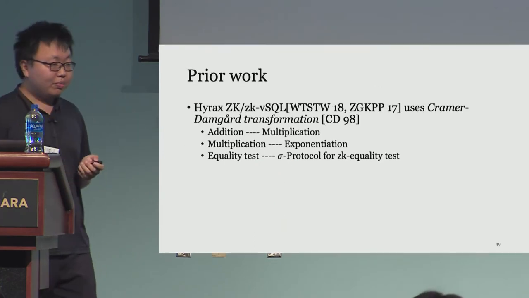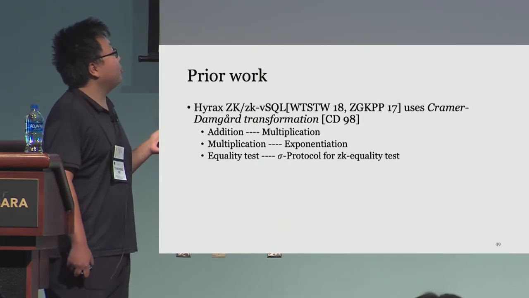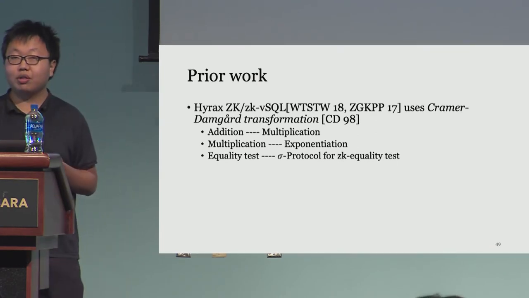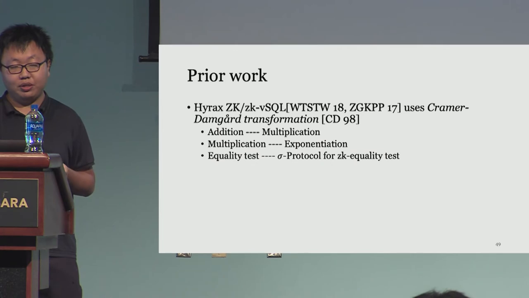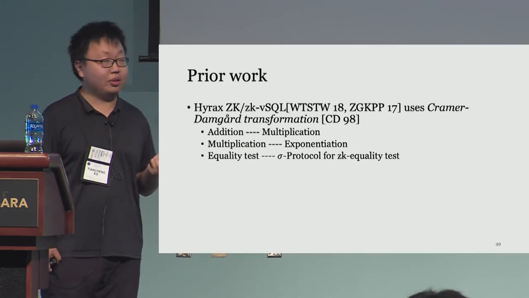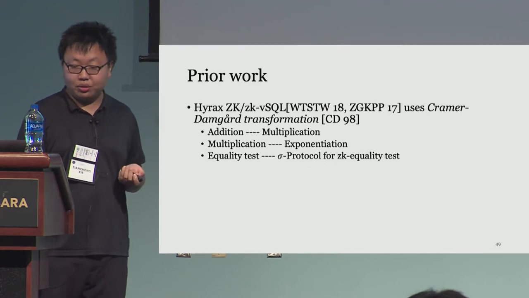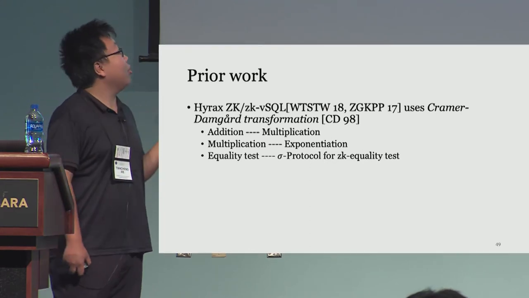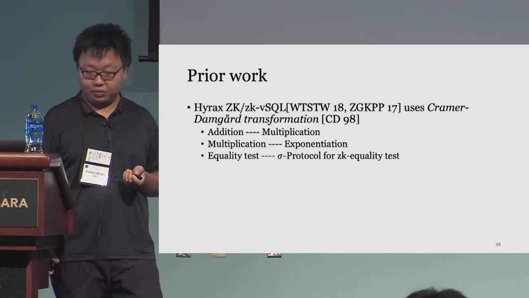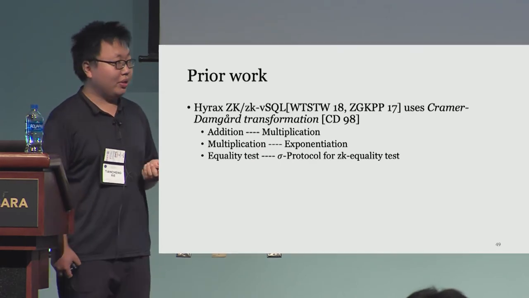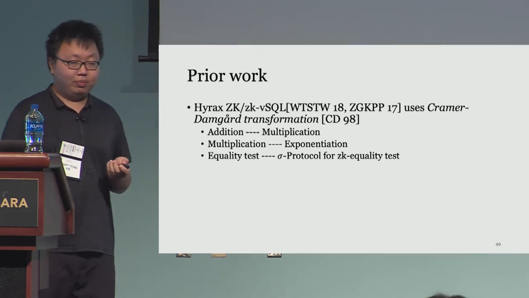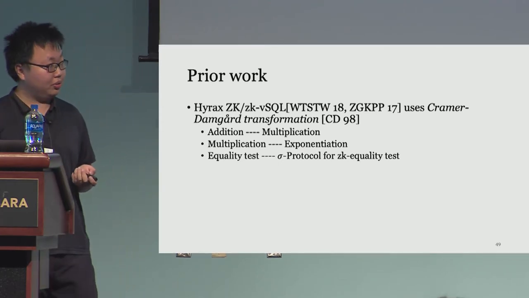There are several prior works that address this problem. Hyrax, ZK and zkVSQL use the Cramer-Damgård transformation, which incurs a computational overhead, because in the Cramer-Damgård transformation, addition becomes multiplication, and multiplication becomes exponentiation. This incurs something like 10 to 100 times slowdown compared to the previous GKR protocol.